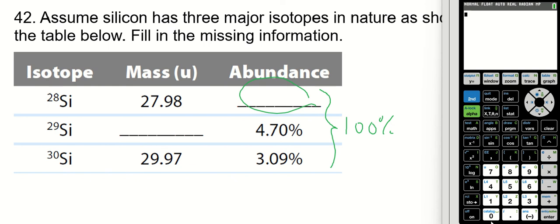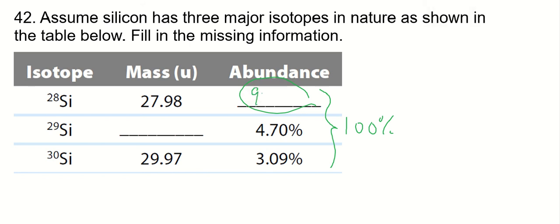There's the calculator. So 100 minus 3.09 minus 4.7, 92.21%. There we go, done with that one. Let's get this mass right there.